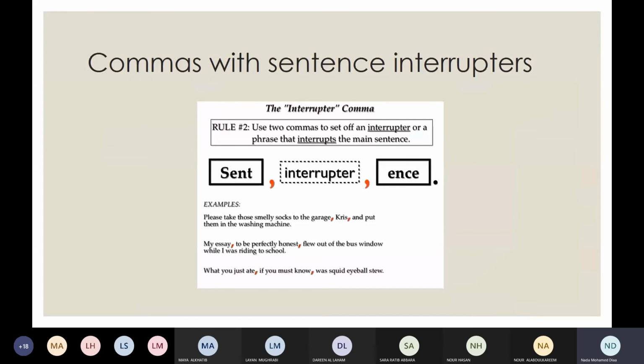Nujain, explain this, please. Sometimes we have words that are interrupters, and this interrupter might come at the beginning of the sentence, so we're going to put a comma after it, or it might occur in the middle of the sentence, so we're going to put it between two commas. And there's an example that says, "My essay, to be perfect." I want you to tell me the first case.